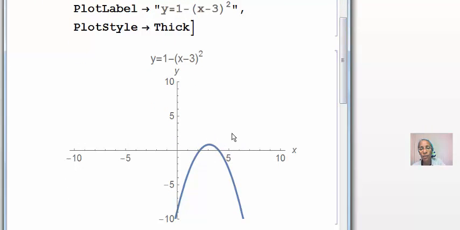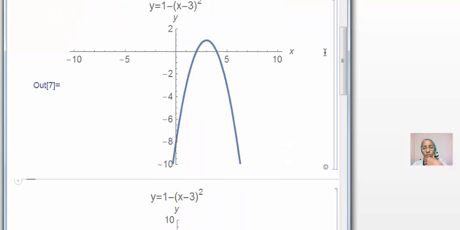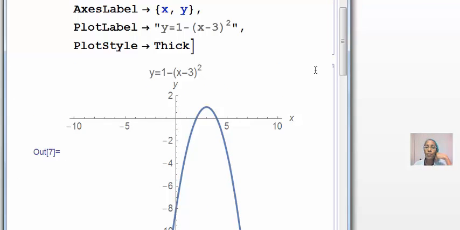So here's an exact version of the graph. I could improve this a little bit and get a little closer by not going so high with my plot range. I probably only need to go to 2, and so then you kind of get a little bit better view by changing that. Because we know that the highest point on the graph is that vertex of 3, 1. So we don't really need to go way above 1 to get a good picture of the graph.